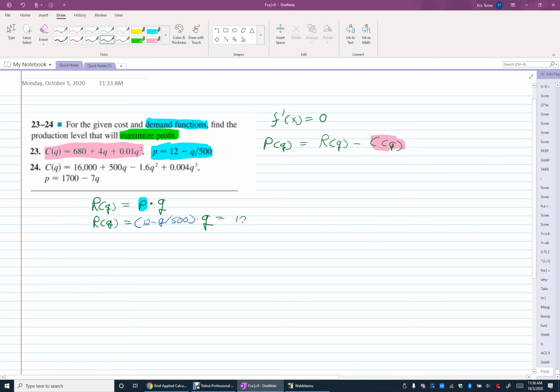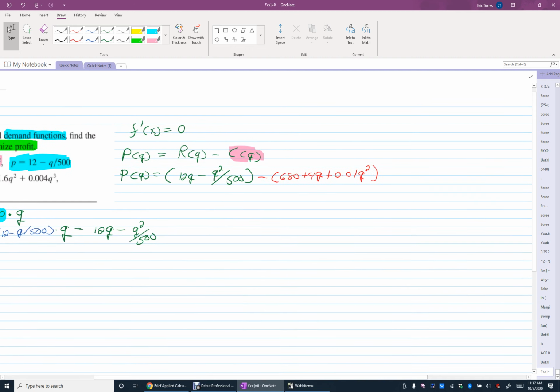Distributive property gives 12Q minus, let's see, that Q is going to be what? Q squared over 500. That's my revenue function. So my profit function equals the revenue minus cost. And my cost is 680 plus 4Q plus, what is that? That's ugly looking, plus 0.01Q squared. Make sure you're using those grouping symbols properly.